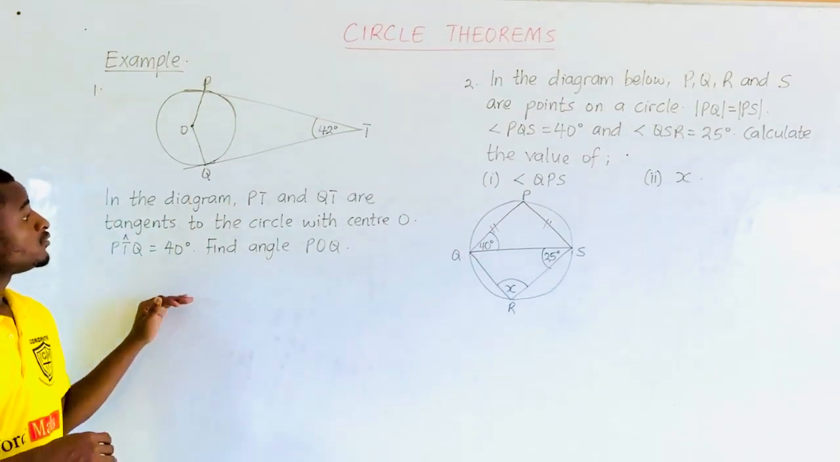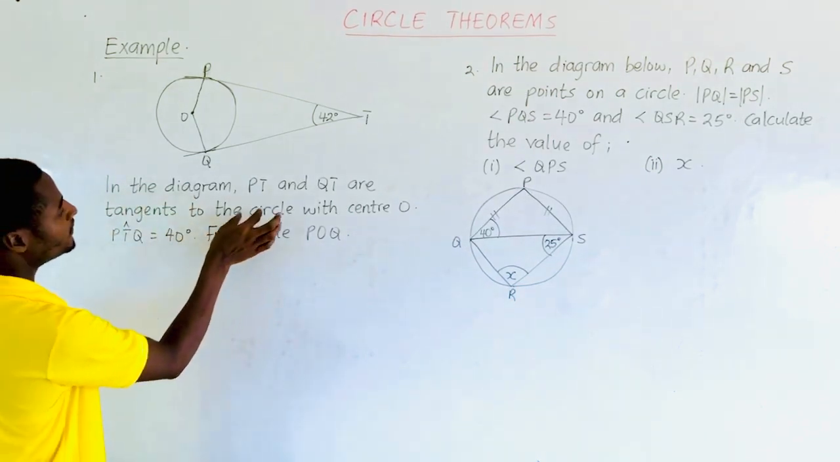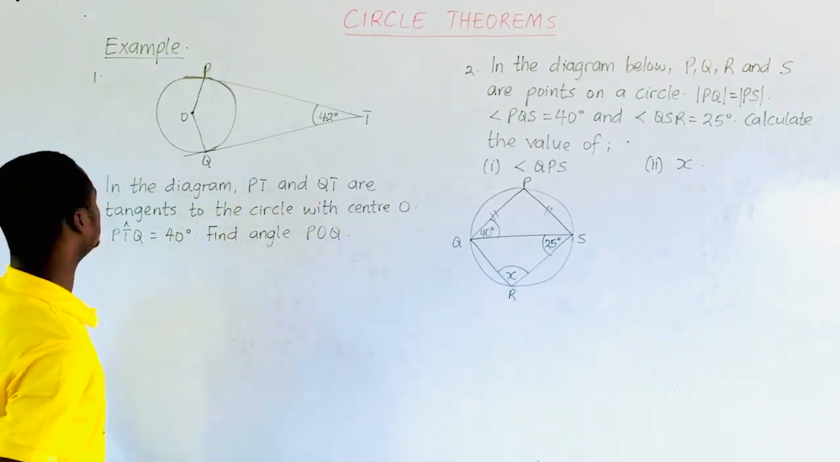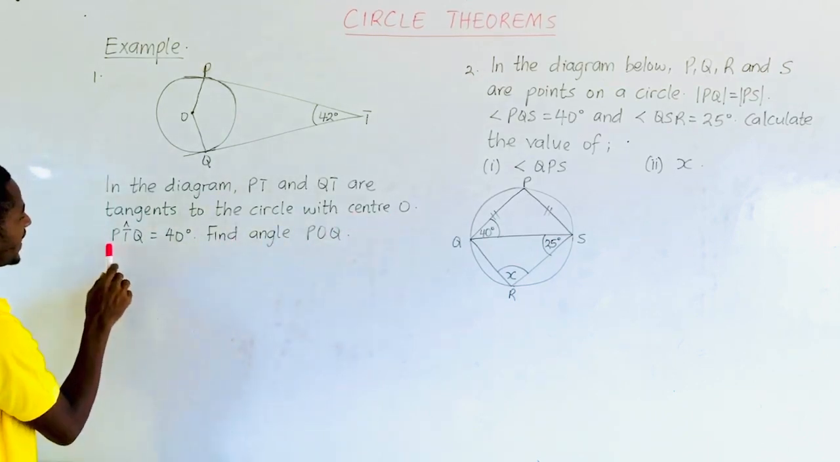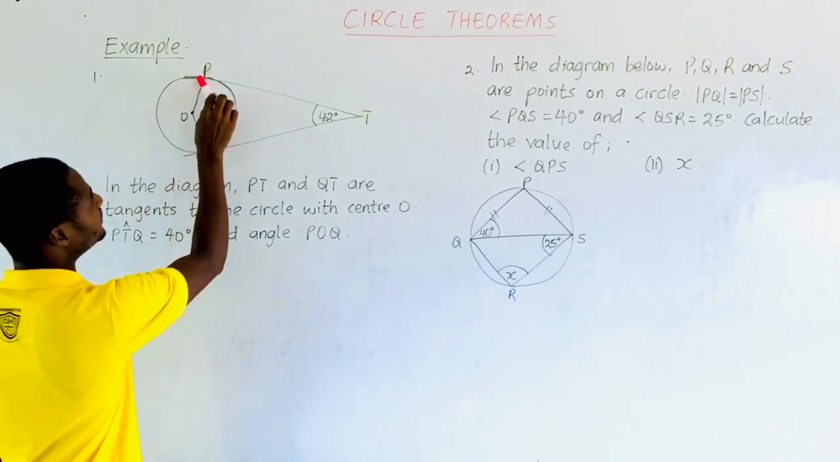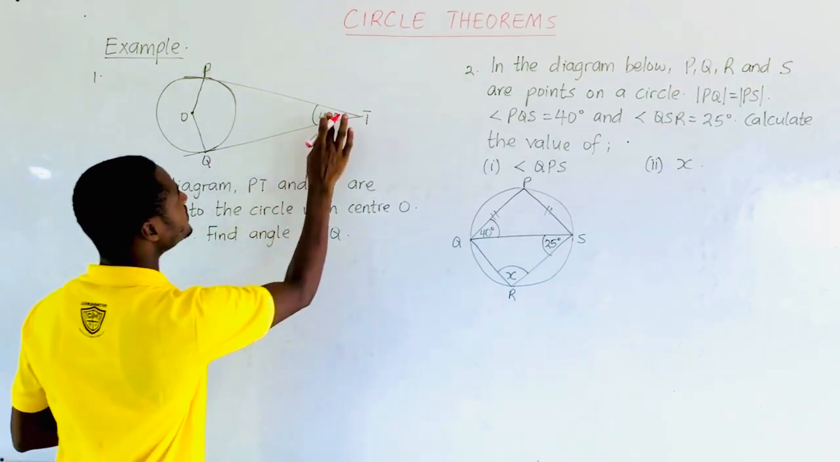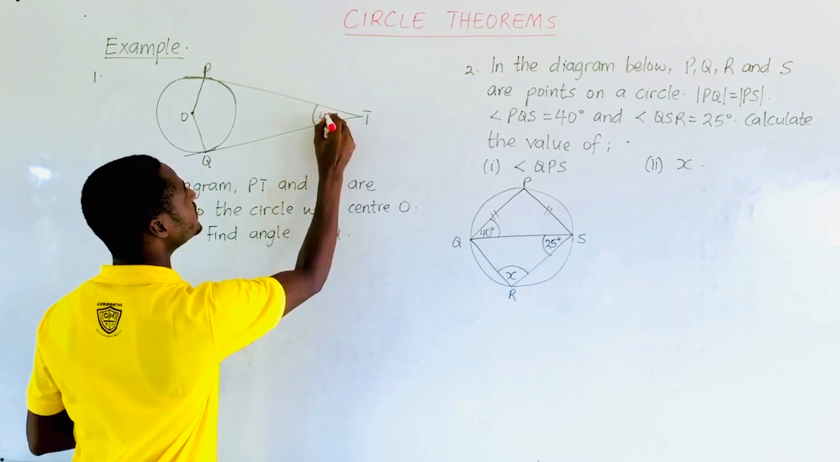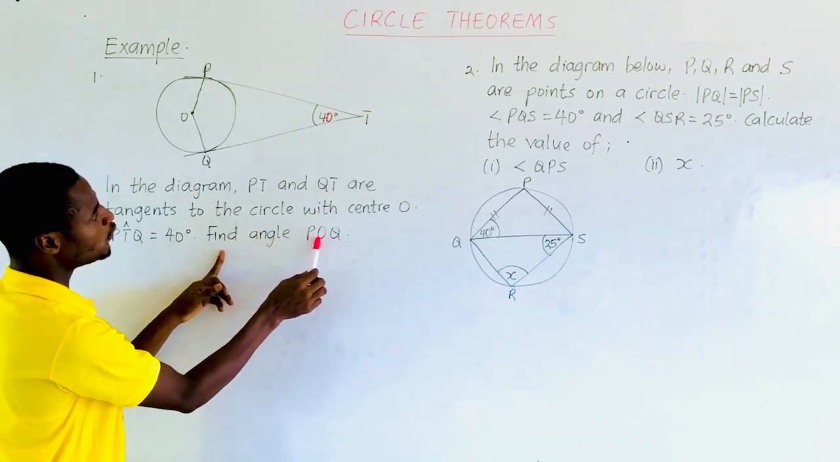Now let's go through these two questions. In a diagram, PT and QT are tangent to the circle with center O. Then angle PTQ is 40 degrees. So this angle is 40 degrees. Then we want to find the angle POQ.